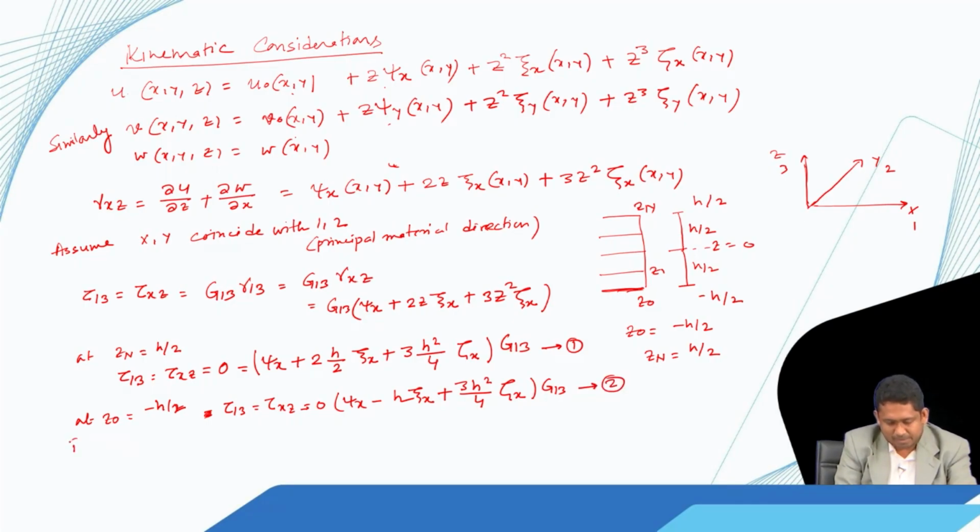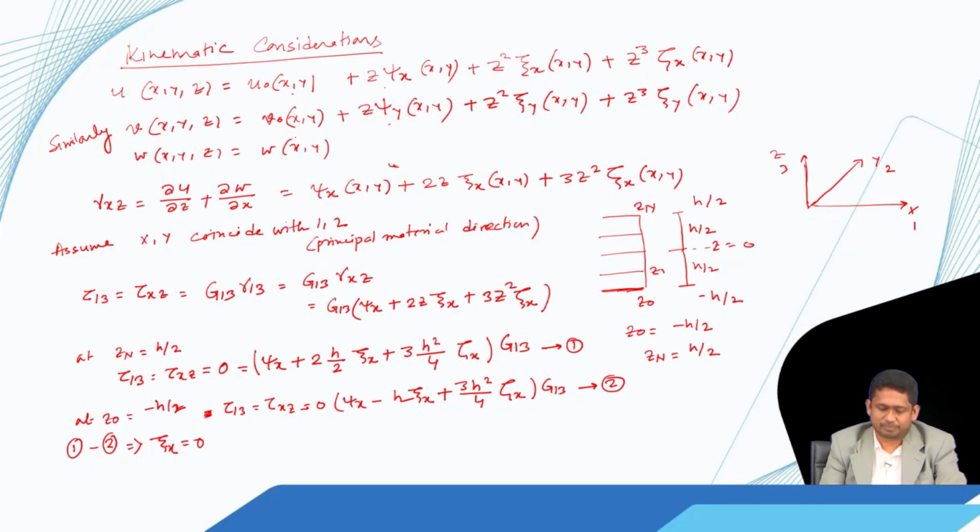Now, if I subtract 2 from 1, this gives us that xi x is equal to 0. So, one variable we do not have to bother about now, and we still have u0, v0, w, psi x, psi y, and zeta x, zeta y. Now, if we add up 1 and 2, if I do 1 plus 2, then we can express this zeta x in terms of psi x and xi x.